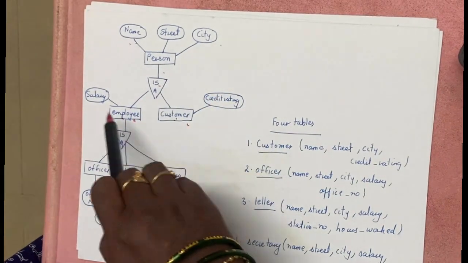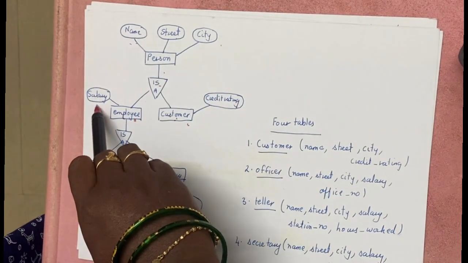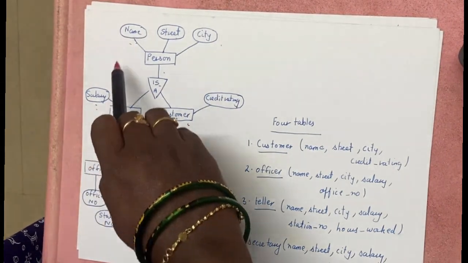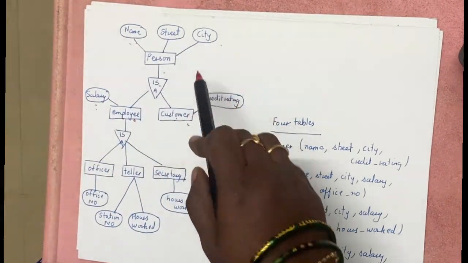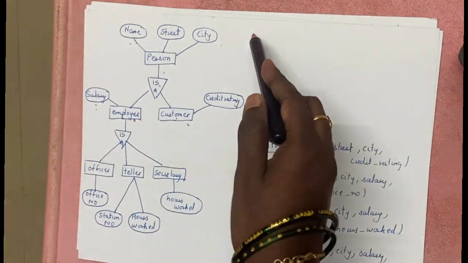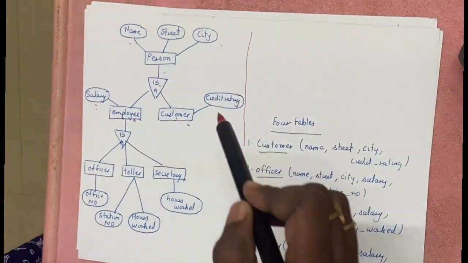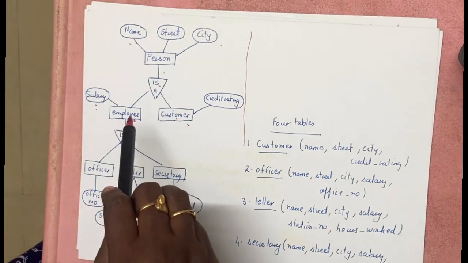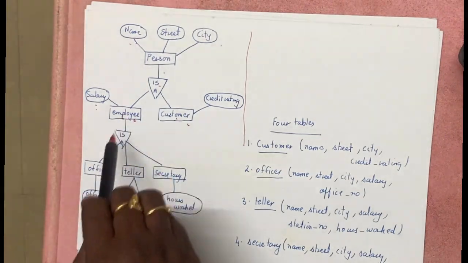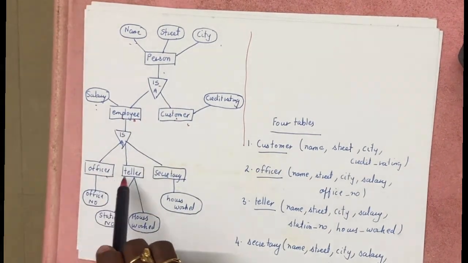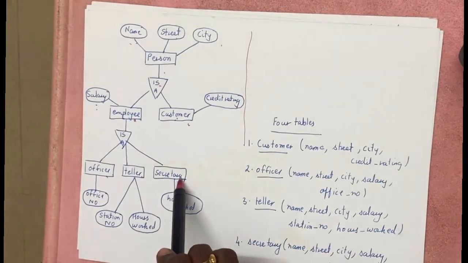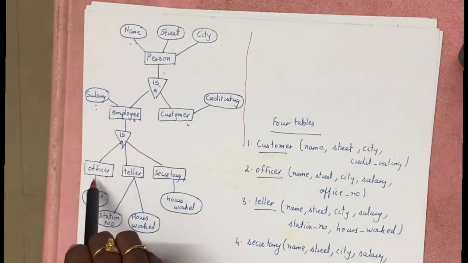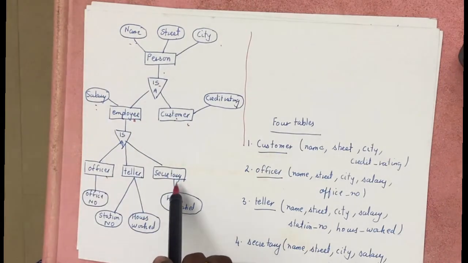So for an employee, salary is its own attribute, but it will also possess name, street and city. Now you can see this is level 1 of your breaking down. Now in case I am breaking the employee again, where an employee can be either an officer, a teller, or a secretary. So from the entity employee, I am breaking down into officer, teller and secretary.